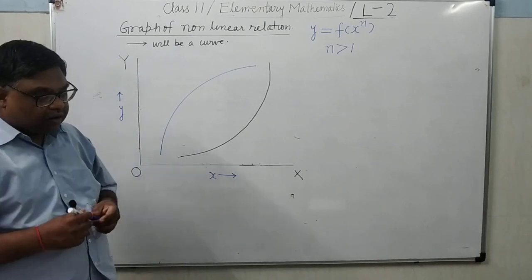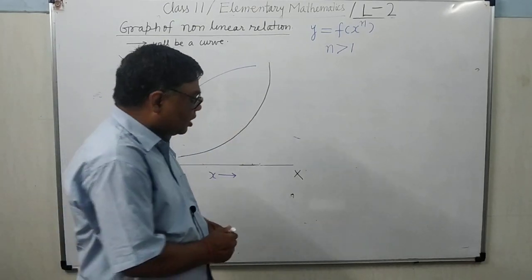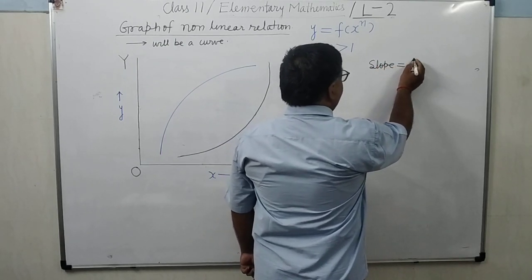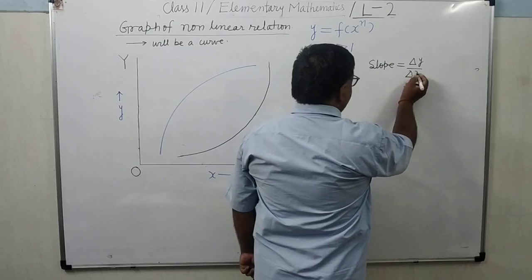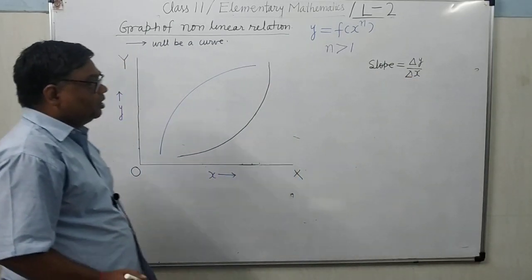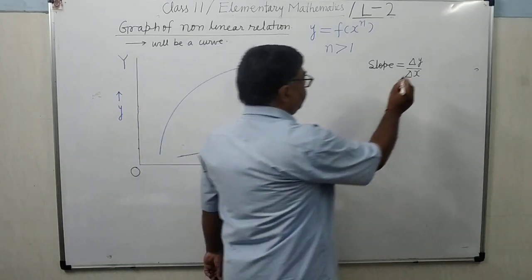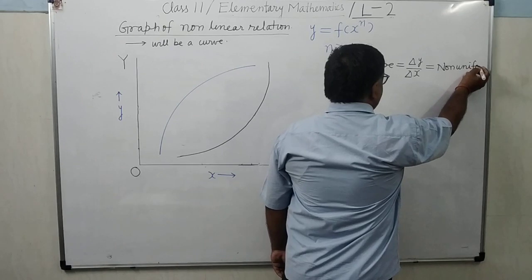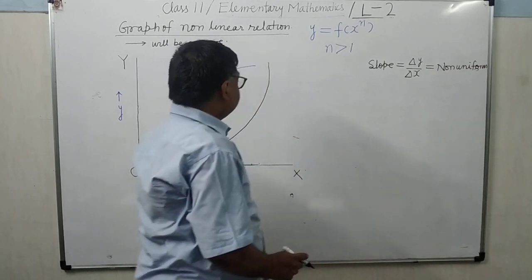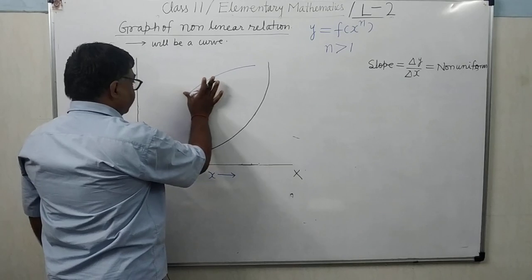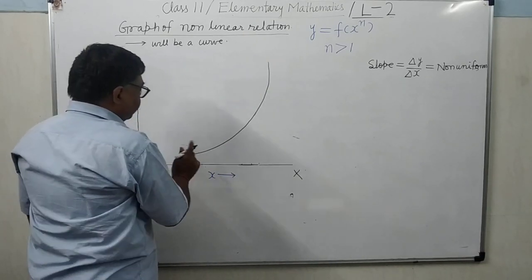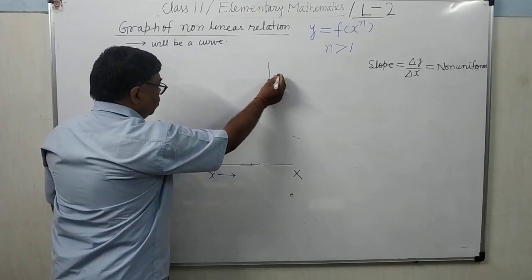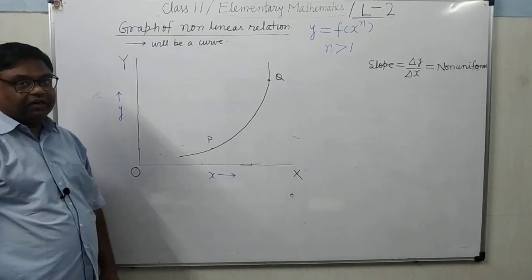Slope is not uniform means, already I have told what is the meaning of slope. Slope means rate of change of y with respect to change in x. Delta y upon delta x, here slope will be non-uniform. It's clear? Here slope will be different at different points. Different at different points means you take one point P, and another point Q, and at both the points slope is different. It's clear?